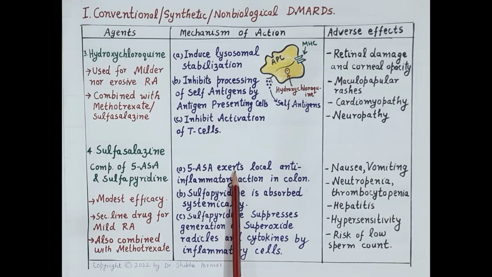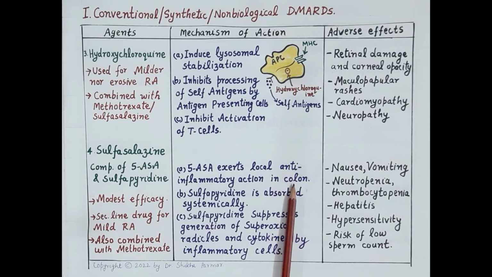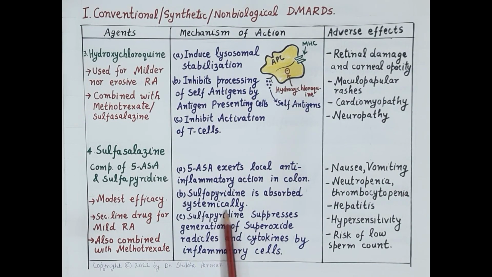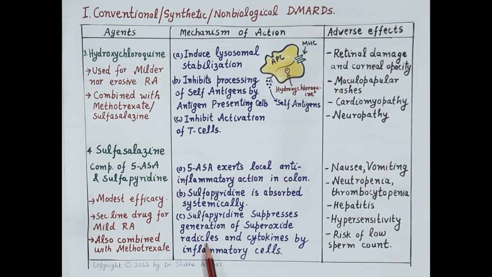5-aminosalicylic acid exerts local anti-inflammatory action in the colon, and therefore sulfasalazine is useful in ulcerative colitis, whereas sulfapyridine is absorbed systemically, and this sulfapyridine suppresses generation of superoxide radicals by the inflammatory cells, and also suppresses release of cytokines by the inflammatory cells, and therefore it shows therapeutic effect in rheumatoid arthritis.